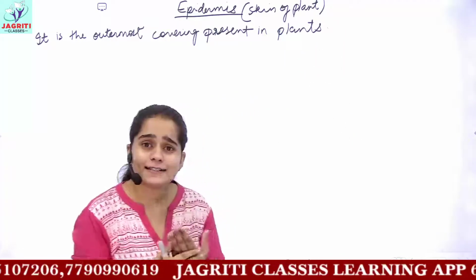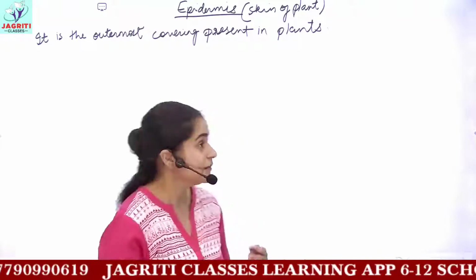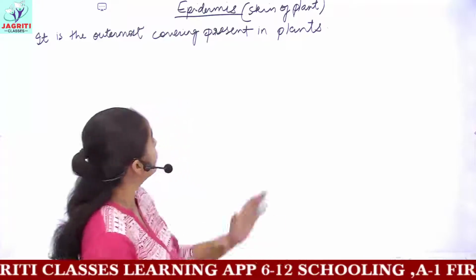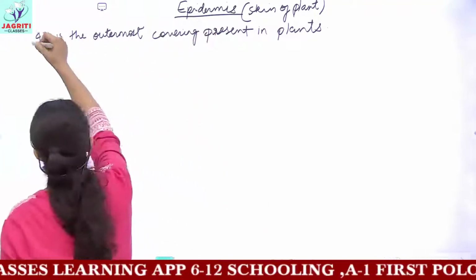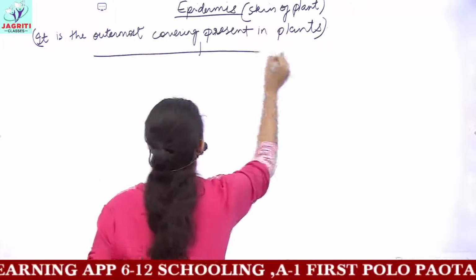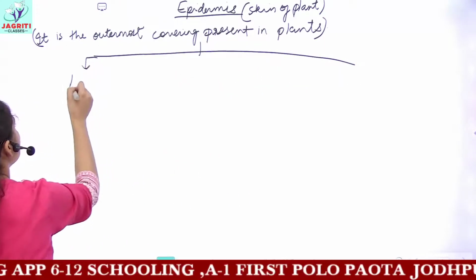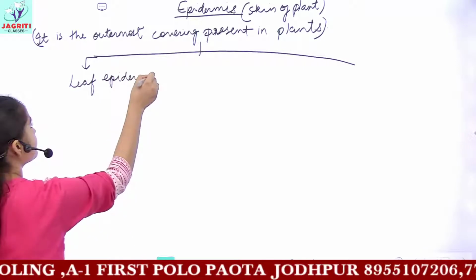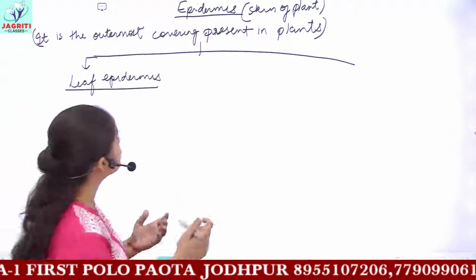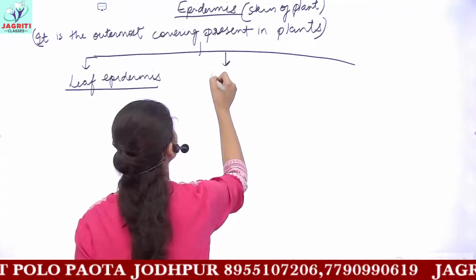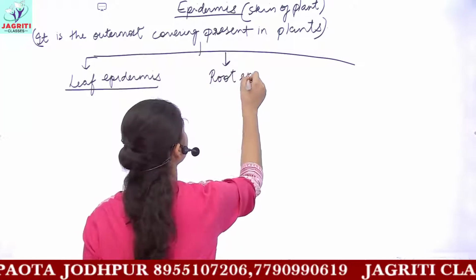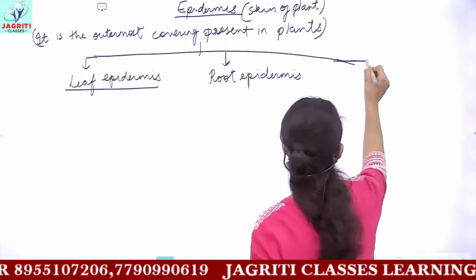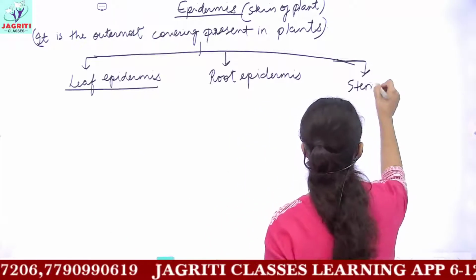Now, talking about our skin, it is the same all over our body. But because plants have different structures, that is, different organs have different structures, in turn we can classify this epidermis into three different kinds. One would be the epidermis present on the leaf, that is, your leaf epidermis. The next would be the epidermis of your roots, so we can say we have a root epidermis. And the next would be your stem epidermis.